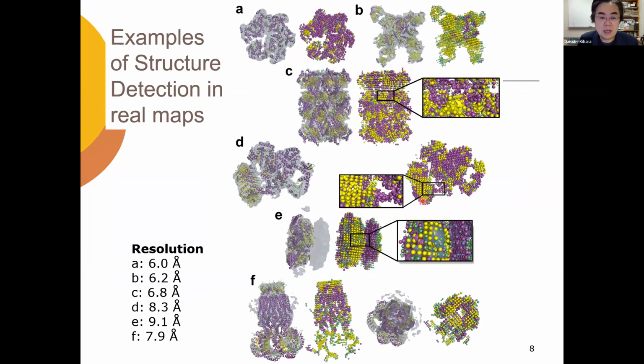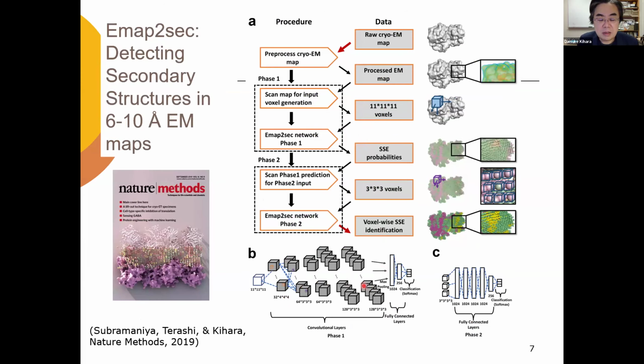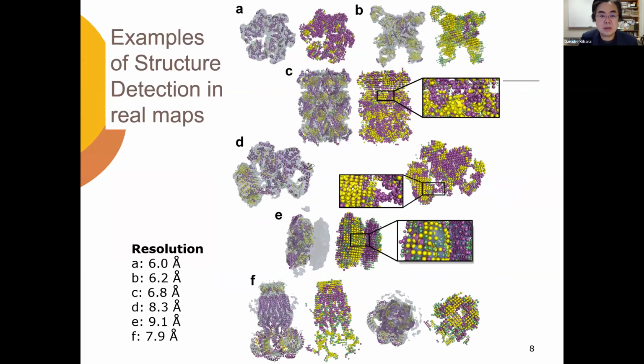I skipped the neural network part. The architecture of the neural network is called a convolutional neural network. This is a very classical convolutional neural network. And this is some example of the output by EMAP2SEC.